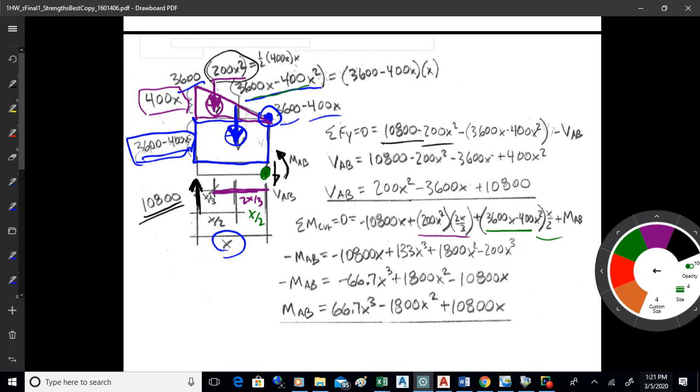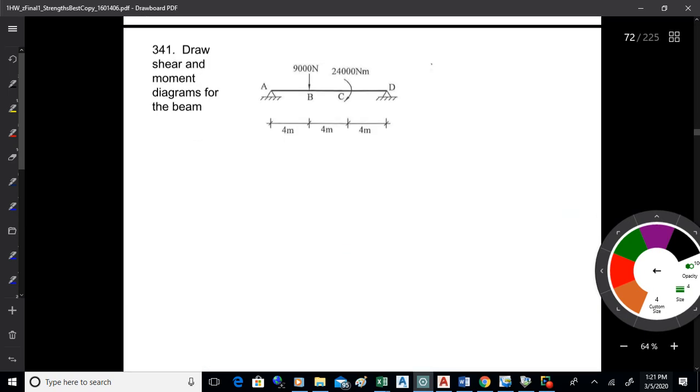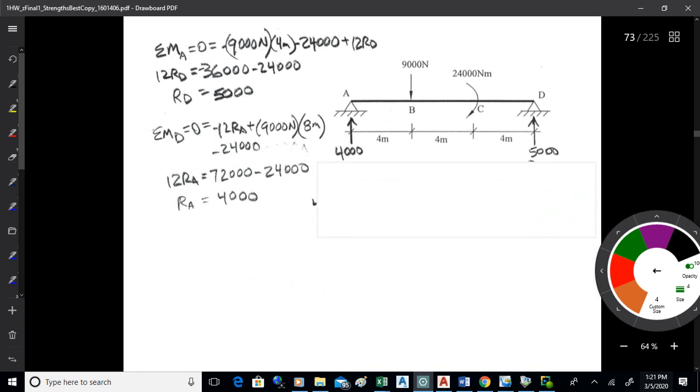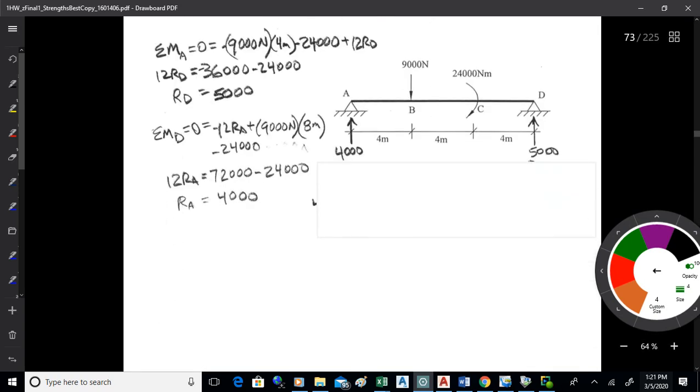Okay, good. Now the diagrams represent the same thing, but they're done differently, okay? Diagrams are based on rules. So the next one here, I think it's 341, is that correct? I think, yeah, 341. We want to come up with the reactions. So what we have over here, if you remember from statics, is called a couple sometimes, a pure moment sometimes, whatever you want to call it. It's just a twist of 24,000 Newton meters counterclockwise. Oh no, that's clockwise, isn't it?